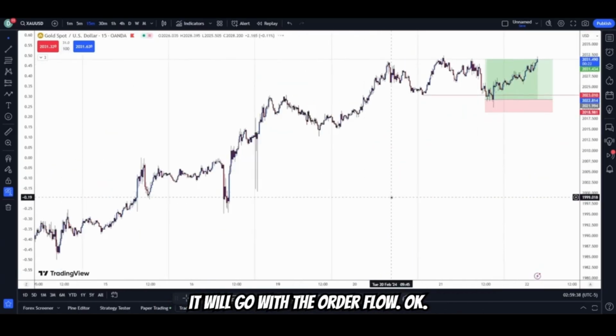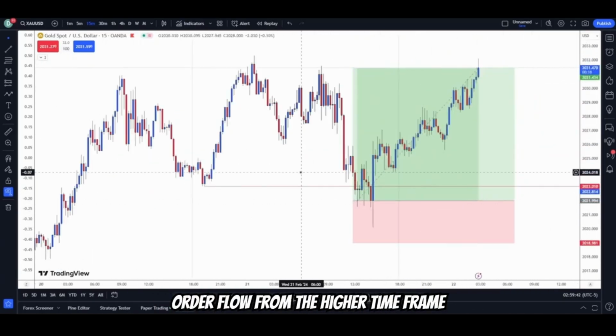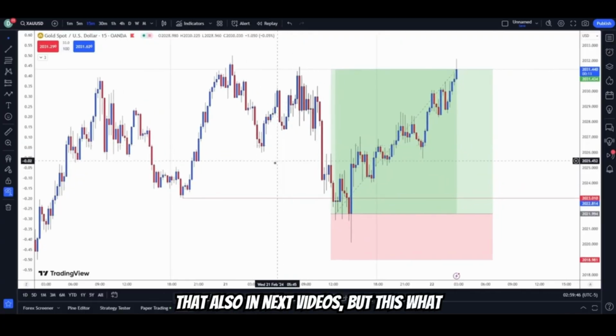It will happen opposite, and it will go with the order flow. Okay, what's the order flow? You know about the order flow from the high time frame perspective. Okay, and I will teach about that also in next videos. But this is what you have to do.